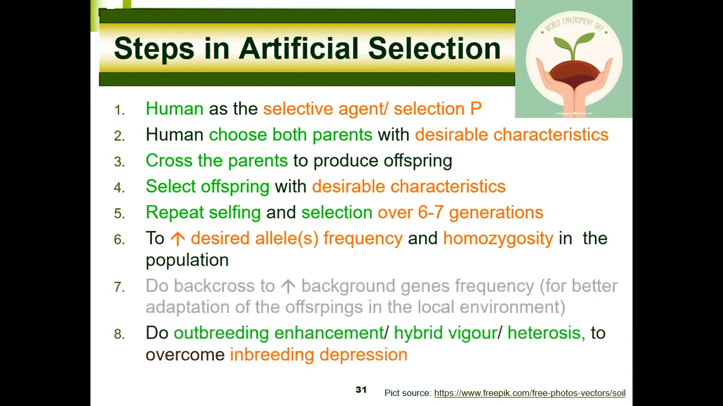And we have also talked about outbreeding enhancement or hybrid vigor or heterosis. This is to overcome the inbreeding depression. So after we have done all the 6 to 7 generations of inbreeding, then we do one outbreeding enhancement to resolve this inbreeding depression problem. Now you see that number 7 we have not covered, right? So we're going to cover number 7 today.